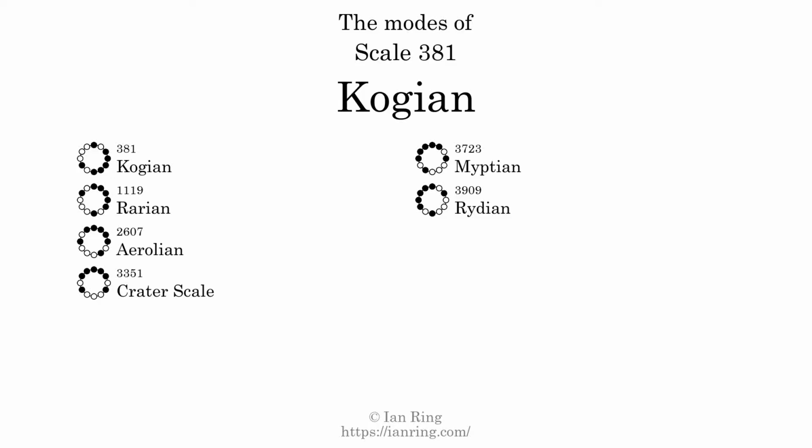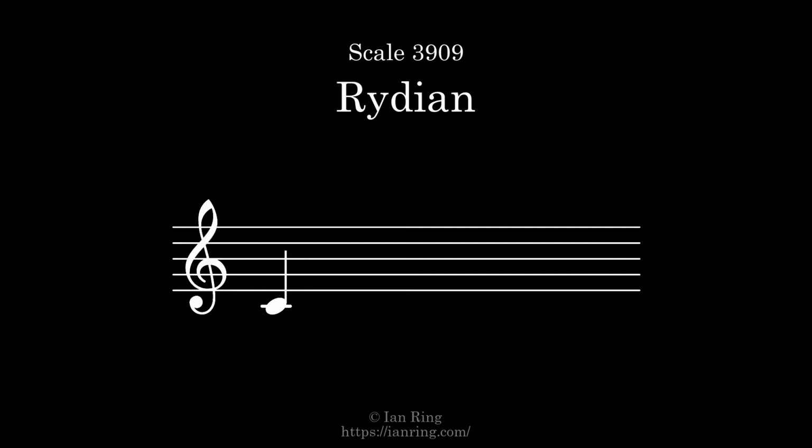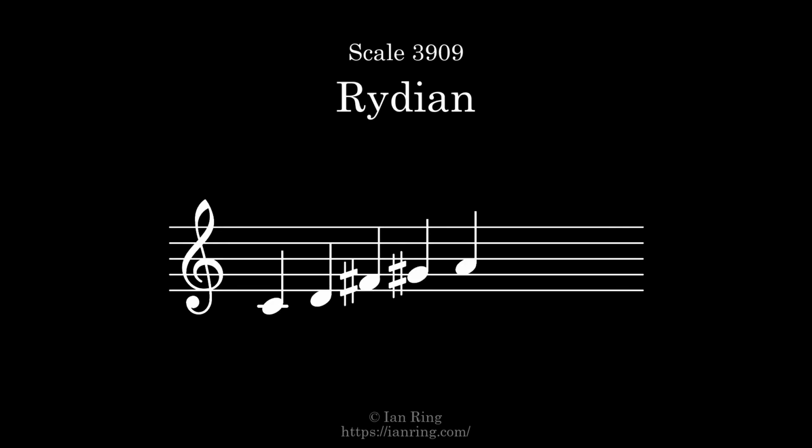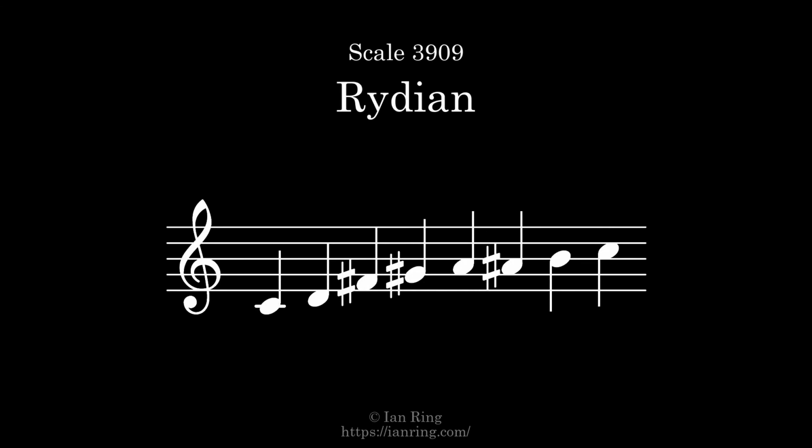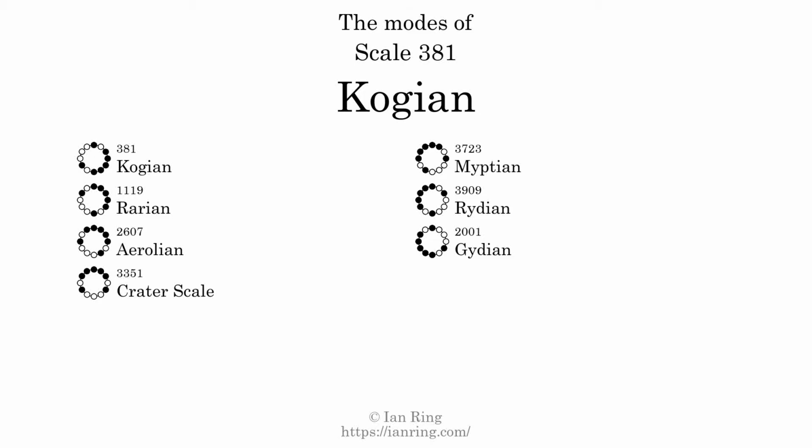The sixth mode is scale 3909, also known as Ridian. It sounds like this. The seventh and last mode is scale 2001. Also known as Gideon. It sounds like this.